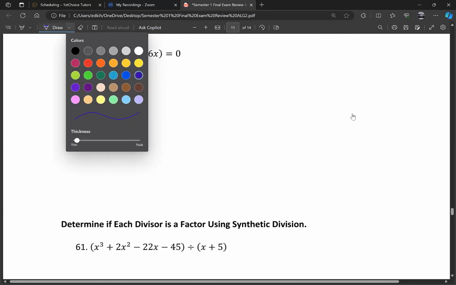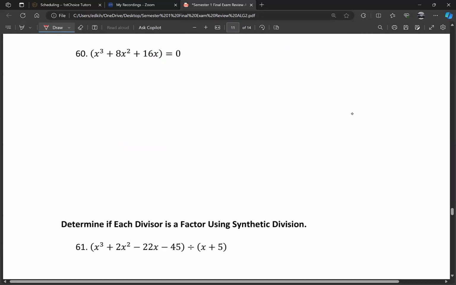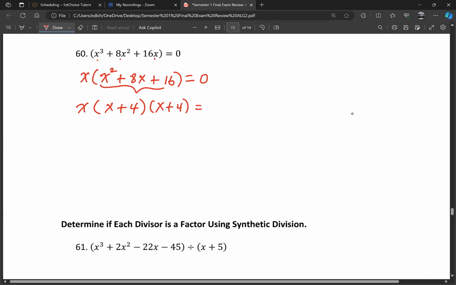Okay, question 60, very similar to the previous question. Do we have a greatest common factor? The answer is yes. X in common leaves us with x squared plus 8x plus 16 equals 0. So this part is factorable, right? Again, use the x method. At this point, I'm just going to keep going. It's x plus 4 and x plus 4, because you guys know how to do the x method now.